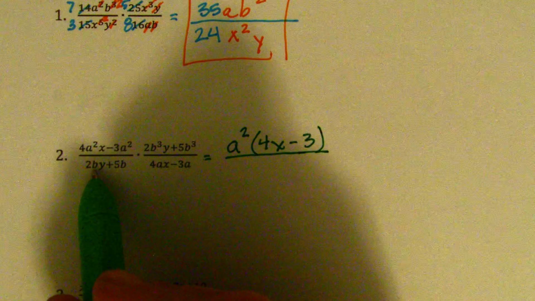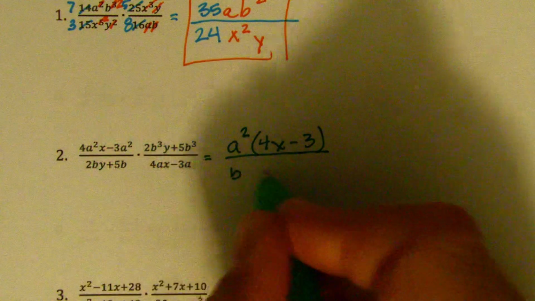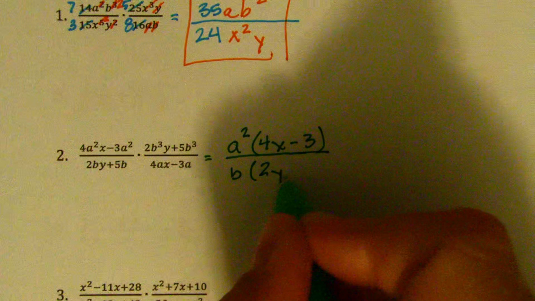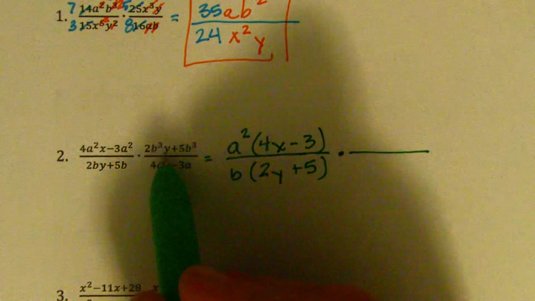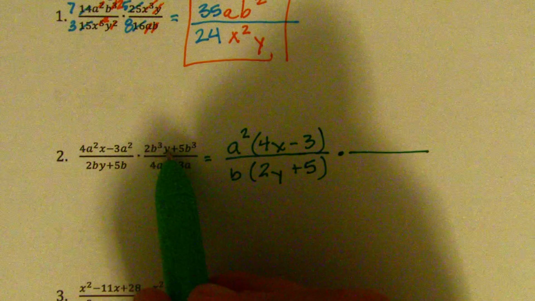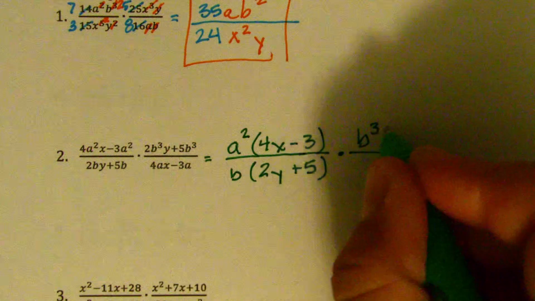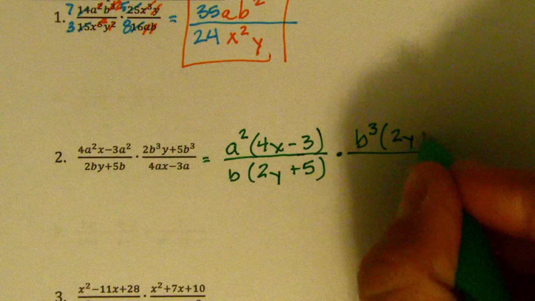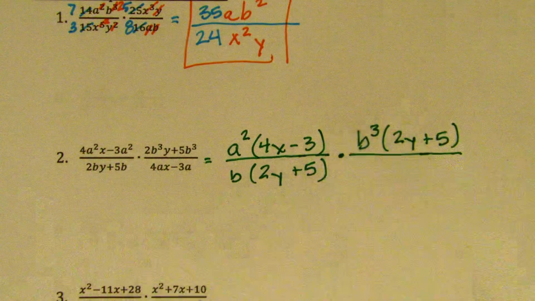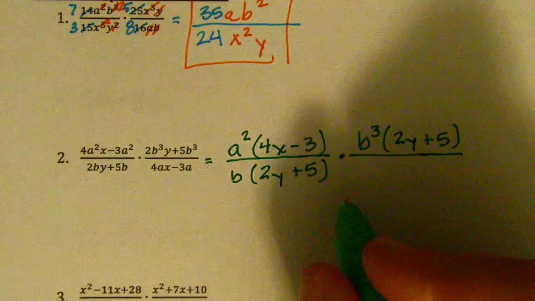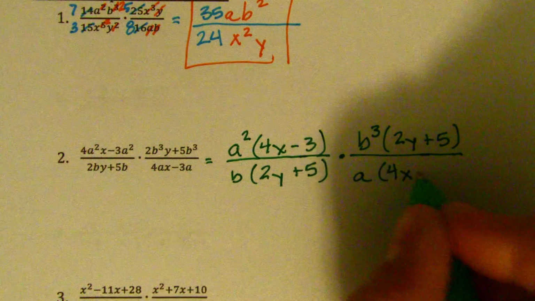And on the bottom here, 2by plus 5b, they both have a b. And then I'm left with 2y plus 5. And the second one here, 2b cubed y plus 5b cubed. They both have a b cubed. And I'm left with 2y plus 5. And on the bottom here, I have 4ax minus 3a. They both have an a, and I'm left with 4x minus 3.